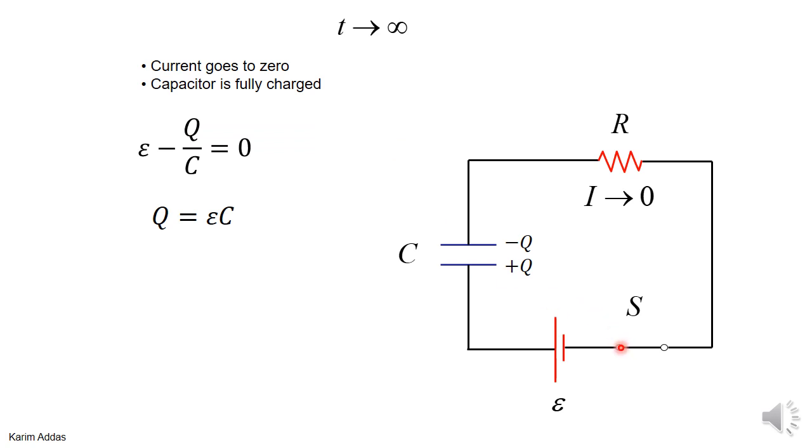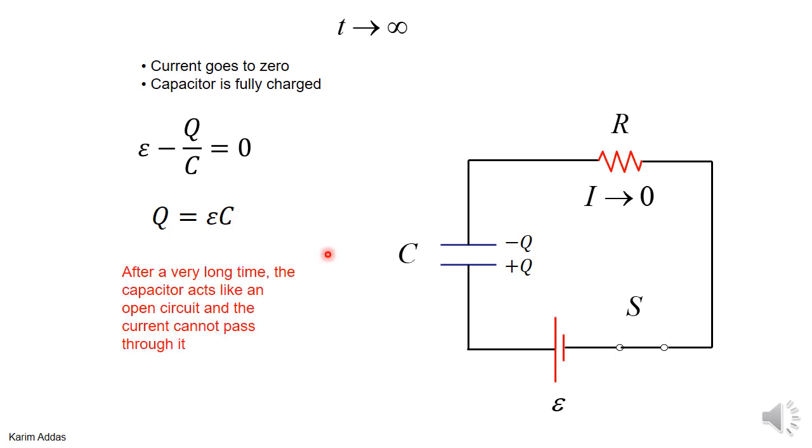So again, go from here to here. The potential increases by epsilon. When you go from here to here, it decreases like before with a value minus Q over C. But then when you go from here to here, there's no potential drop across the resistor, because when time goes to infinity, the current becomes zero. So you reach back the same position you started from, and you equate that to zero, and you get that the maximum charge that the capacitor will reach is just the EMF of the battery times the capacitance.